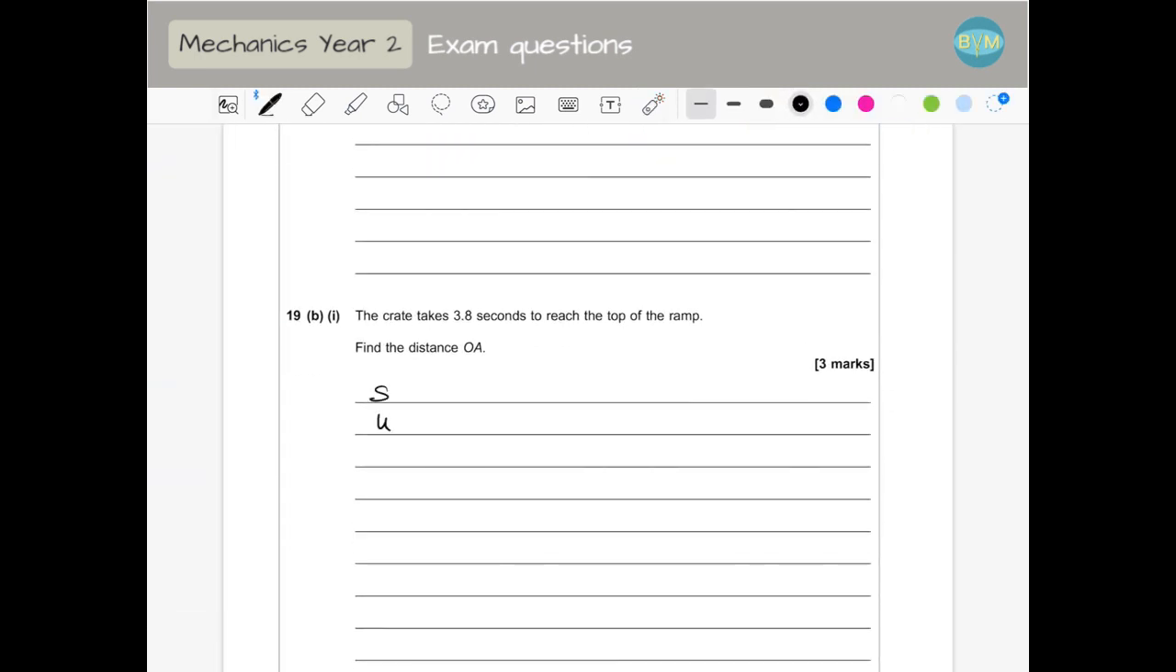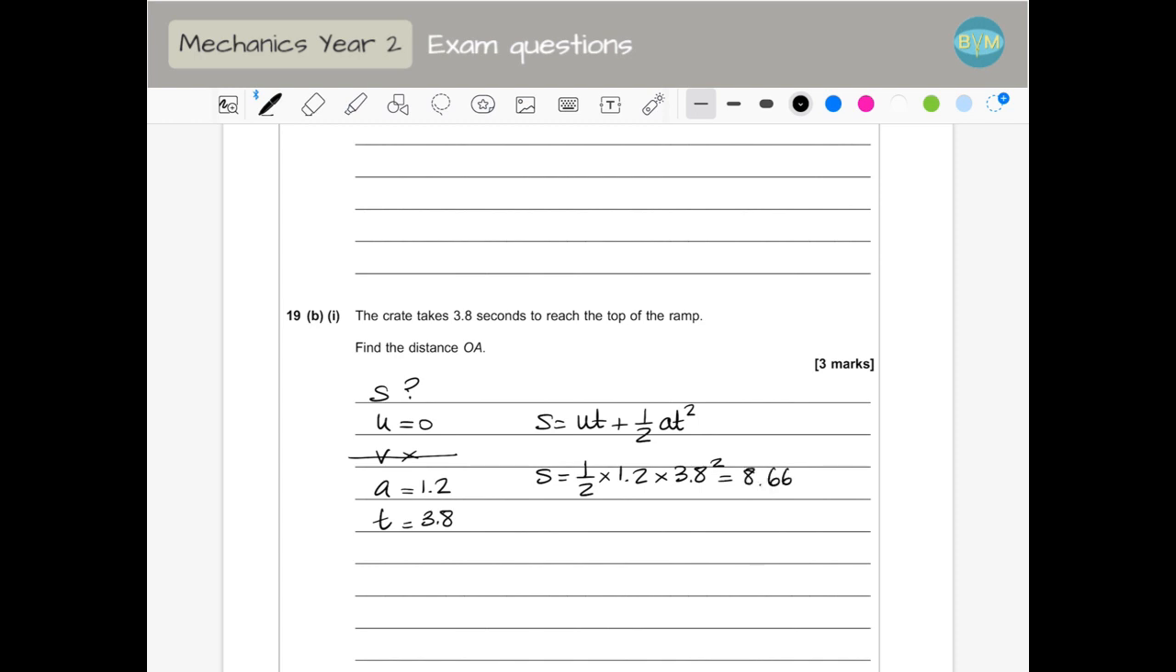So I'm going to write suvat. I need the displacement. Initial velocity is 0 because it starts from rest. Acceleration is 1.2 and the time is 3.8 seconds. So I'm going to get an equation without v, which is this one. From the list of suvat equations, this one has no v. So the displacement that I need is 1/2 times 1.2 times 3.8 squared.